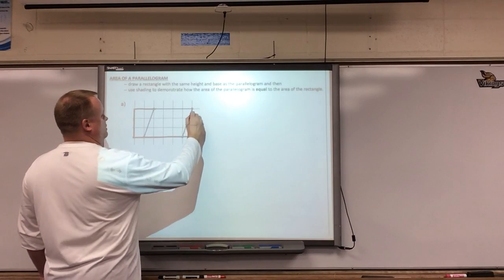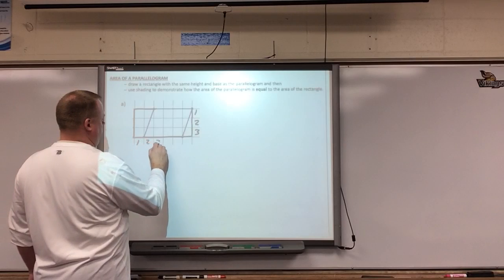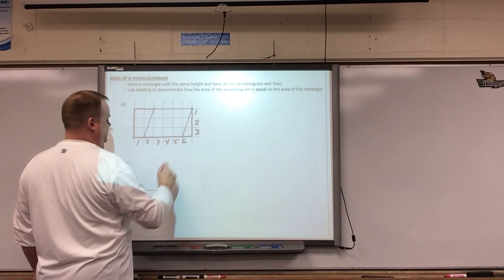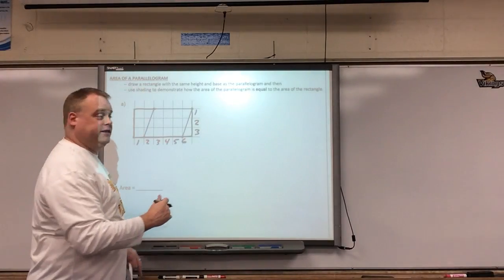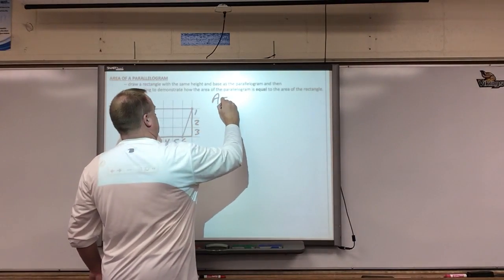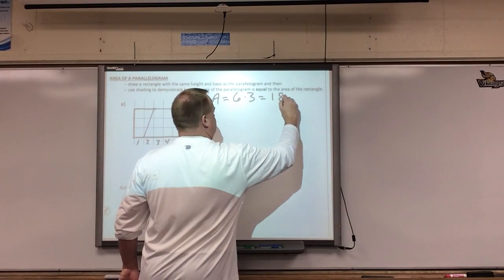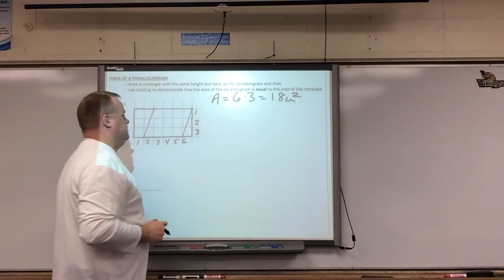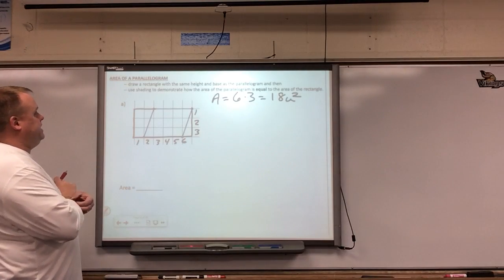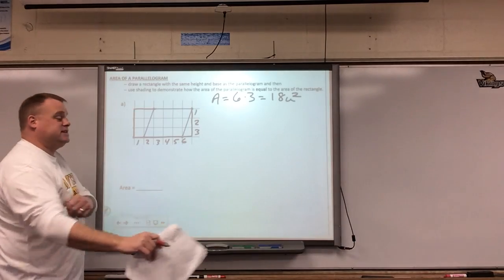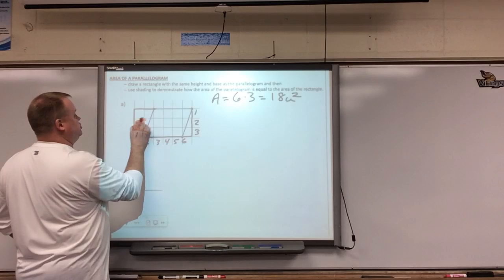I'm going to label it 1, 2, and 3. 1, 2, 3, 4, 5, 6. So I know that the area of the whole thing that I just did is, area is 6 times 3, or 18 units squared. Now, notice that when I did this, I created 2 triangles. Once again, they're right triangles. I've got this one here, which I'm going to shade in red.